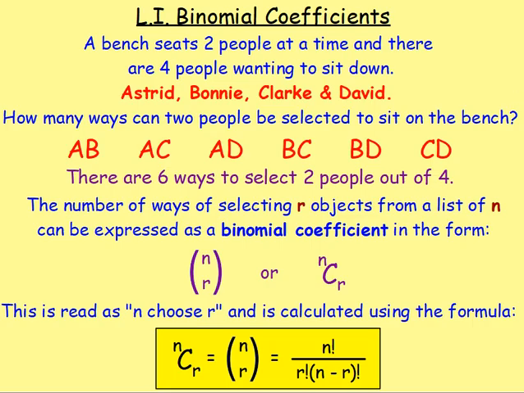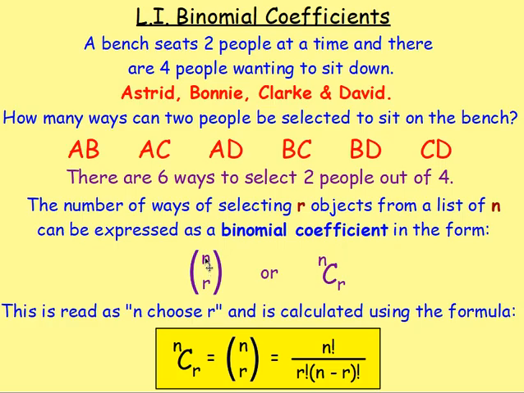So a bench seats 2 people at a time and there's 4 people wanting to sit down. How many ways can 2 people be selected to sit on the bench? So here we're wanting to select 2 people from a group of 4. And in maths, when you select r objects from a list of n, you can express that as what is known as a binomial coefficient.